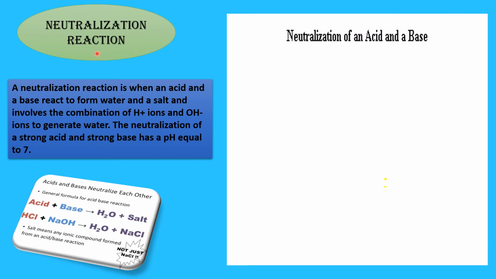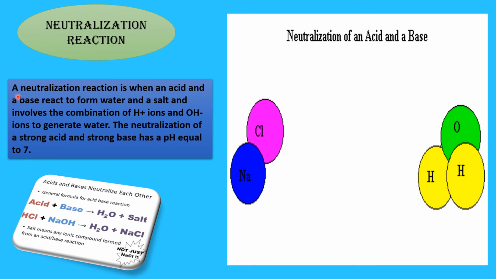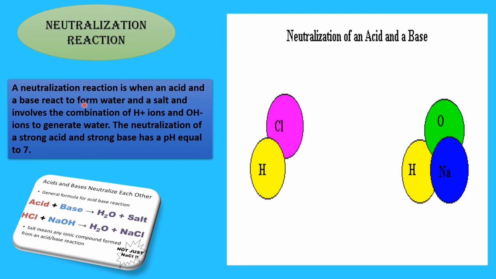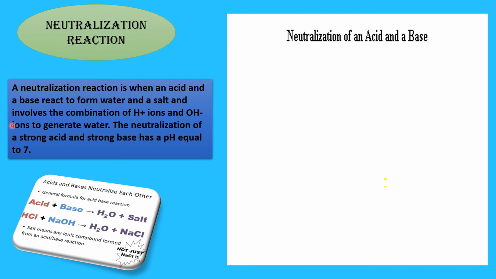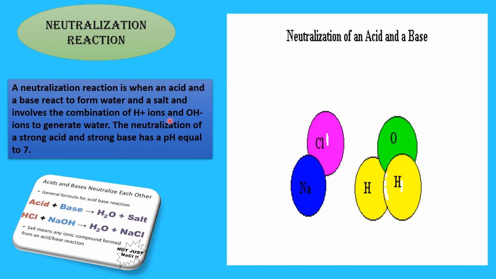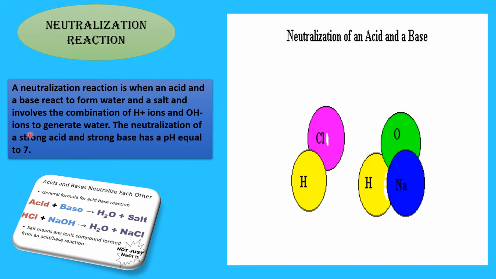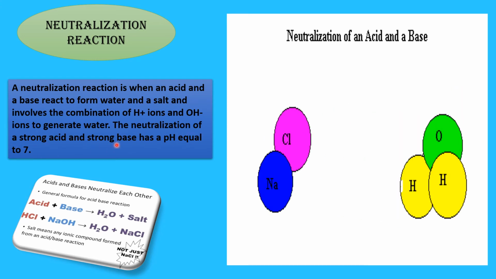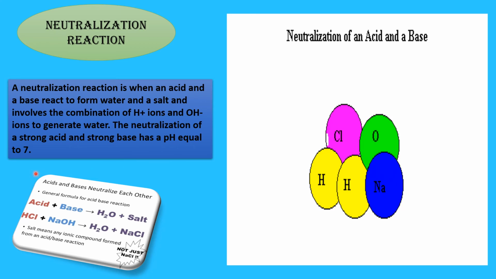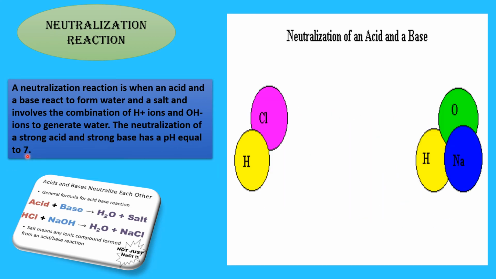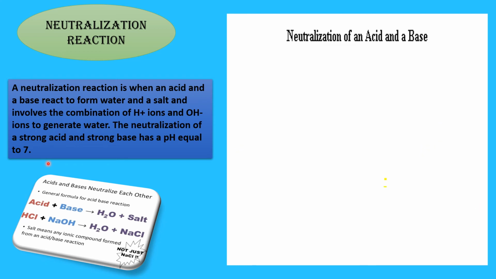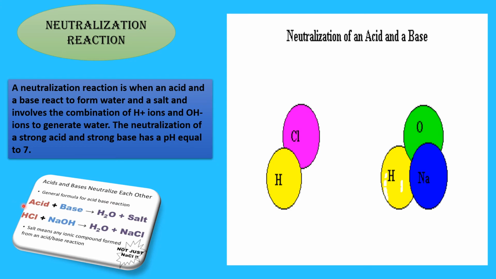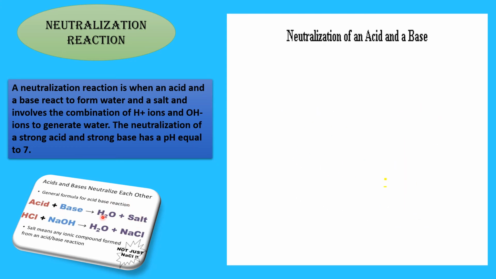Now the last question is, what is neutralization reaction? A neutralization reaction is when an acid and a base react to form water and a salt and involves the combination of H plus ions and OH minus ions to generate water. The neutralization of a strong acid and strong base has a pH equal to 7 because 7 is the neutral point on pH scale. Now see, acid and bases neutralize each other to form salt and water.